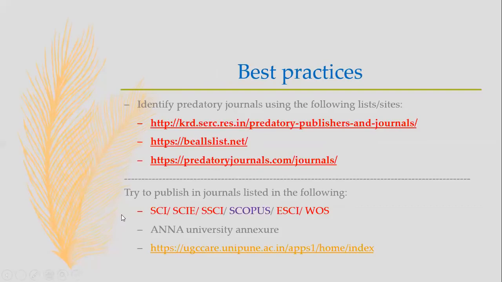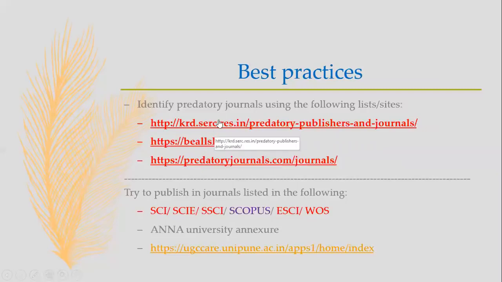On the contrary, if a journal is listed in the SCI, SCIE, SSCI, Scopus, ESCI or Web of Science databases, or is mentioned in the Anna University Annexure, or in the UGC CARE list, then you can go for these journals. But you should at all times avoid the journals listed in these three websites. This is a blacklist where blacklisted journals are mentioned, so that people are not misguided and do not publish in them.